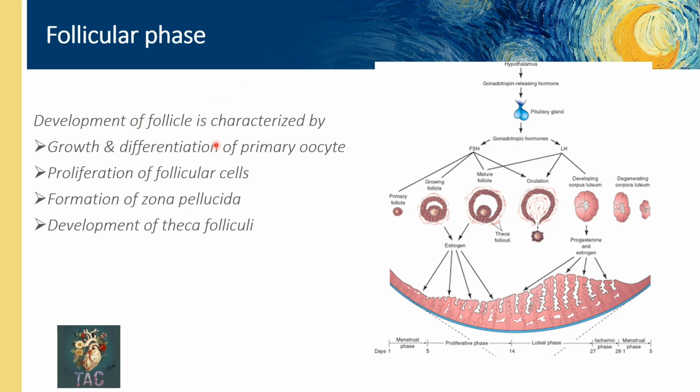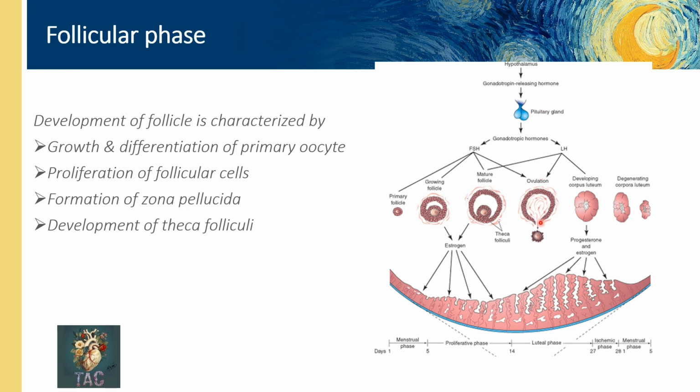The development of the follicle is characterized by growth and differentiation of the primary oocyte. So this is the primary oocyte. Then proliferation of the follicular cells, which is formation of the zona pellucida and development of the theca folliculi. In this diagram you can understand this is basically the hypothalamic-pituitary-ovarian-uterine axis.